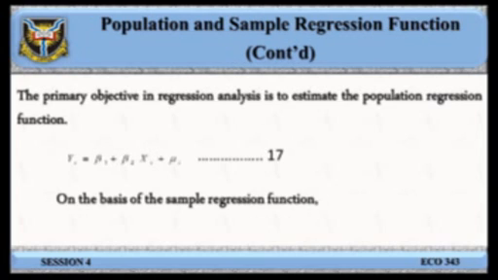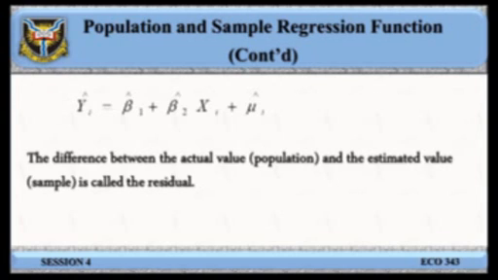The primary objective in regression analysis is to estimate the population regression function, Yi = beta 1 + beta 2 Xi + ui, equation 17, on the basis of the sample regression function, Yi estimate = beta 1 estimate + beta 2 estimate Xi + ui estimate. The difference between the actual value, population, and the estimated value, sample, is called the residual.